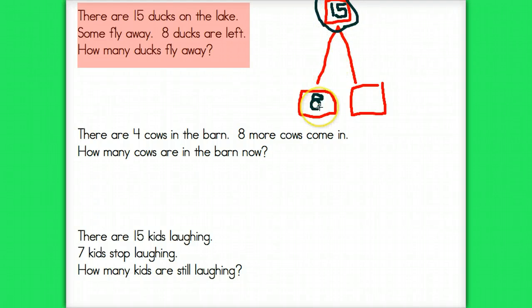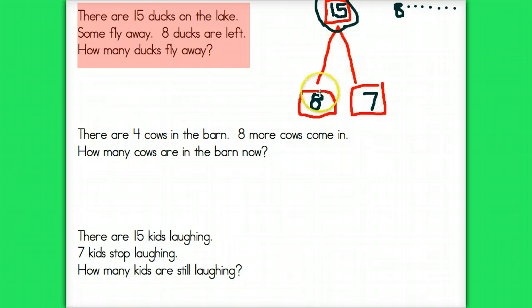So I can say the number 8 and count up to 15 to figure it out. So 8, 9, 10, 11, 12, 13, 14, 15. That's one way I could figure it out. And I just count my dots to see what my missing number is. 1, 2, 3, 4, 5, 6, 7. So I know now that 7 ducks flew away.